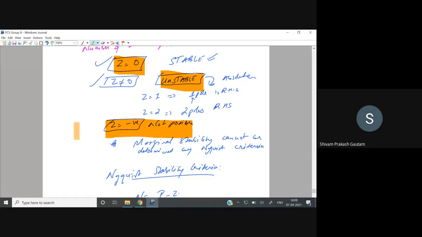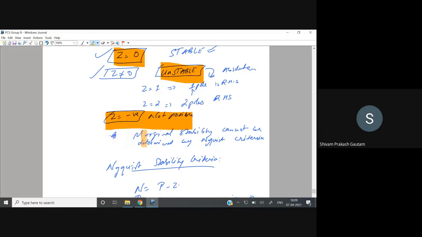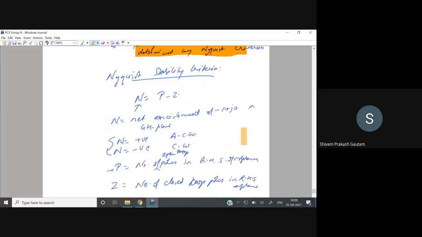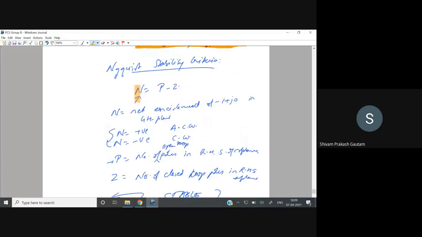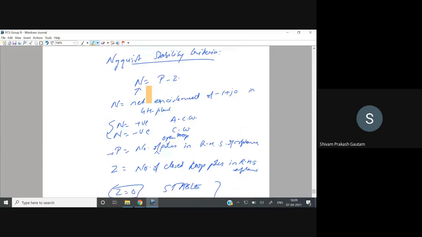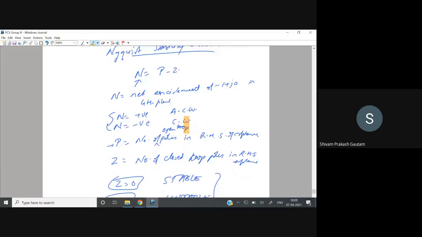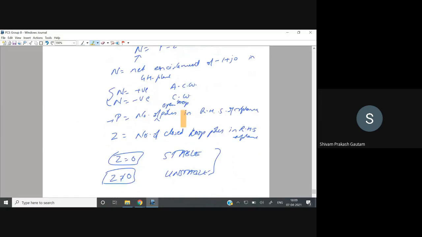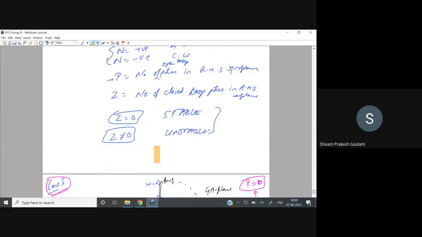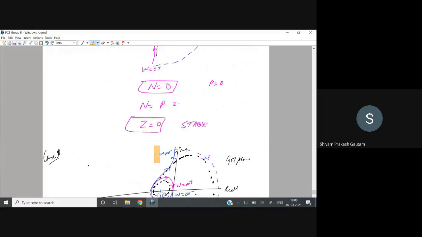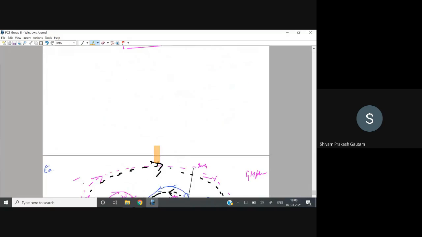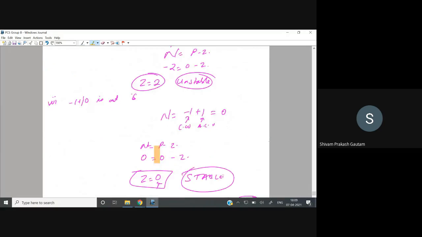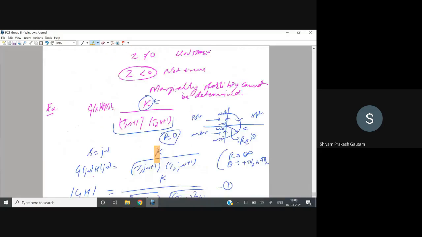And what is the drawback of this Nyquist stability criteria? That is marginally stable system. We cannot determine marginal stability. So N is equal to P minus Z. N is positive for anti-clockwise, negative for clockwise, and P is the number of open loop poles in the right hand side. Z is 0 for stable, not 0 for unstable. So we have seen some examples and some cases. I will not discuss them, but I will just give you a recap of one example.